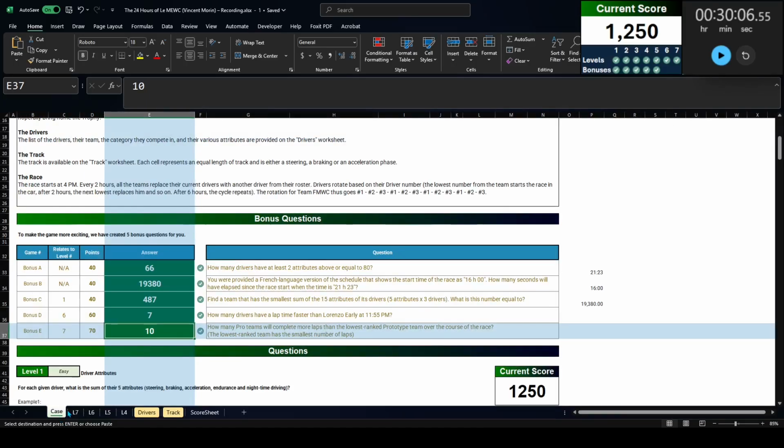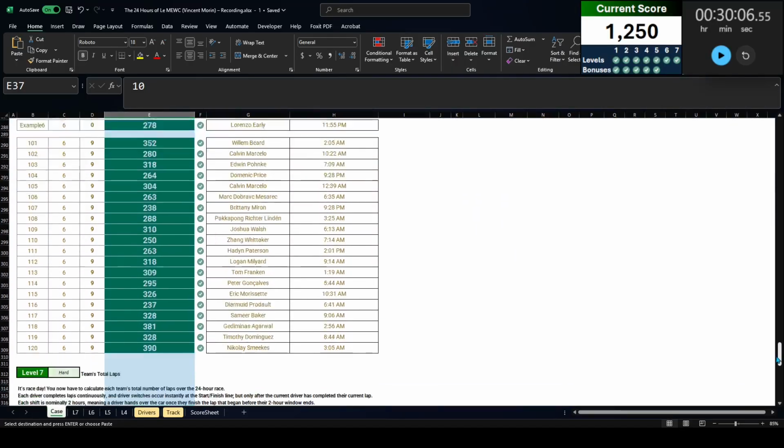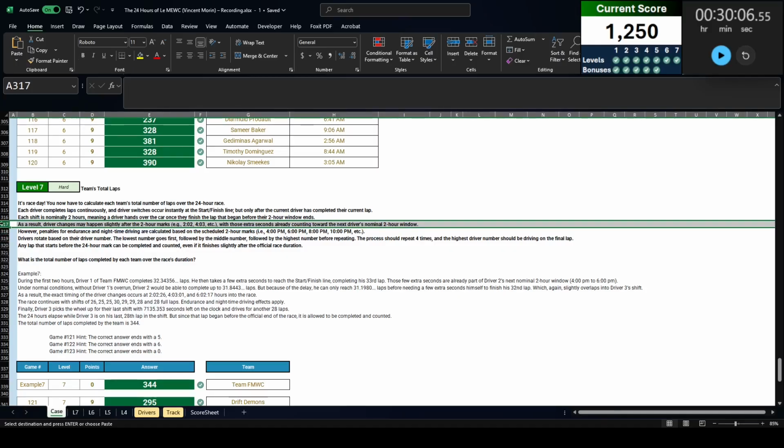Now, the second thing that I want to point out is I want to go to level 7. And there's one instruction on level 7 that I'm curious about. Actually, let's say these two lines. Each shift is normally 2 hours. As a result, driver changes may happen slightly after the 2 hour marks, with those extra seconds already counting towards the next driver's nominal 2 hour window. However, penalties for endurance and nighttime driving are calculated based on the scheduled 2 hour marks.